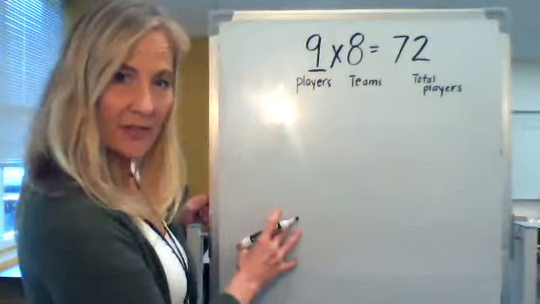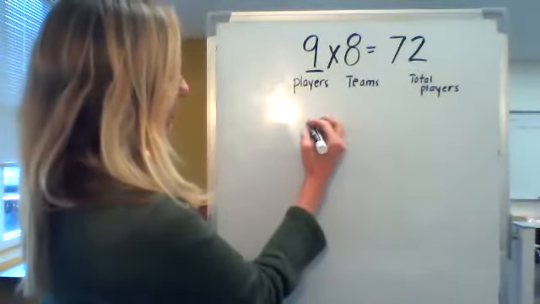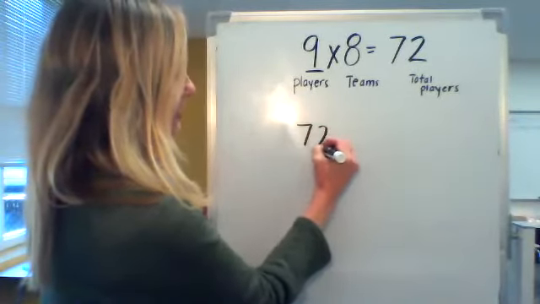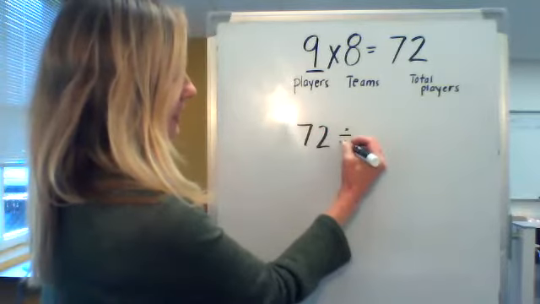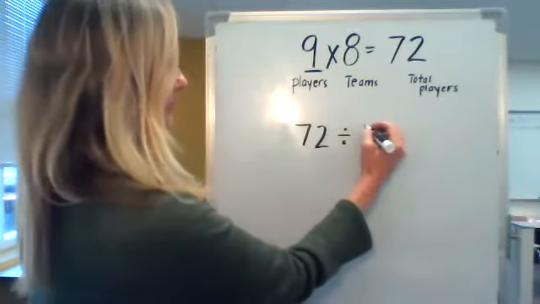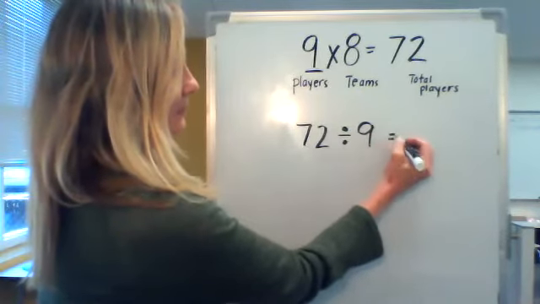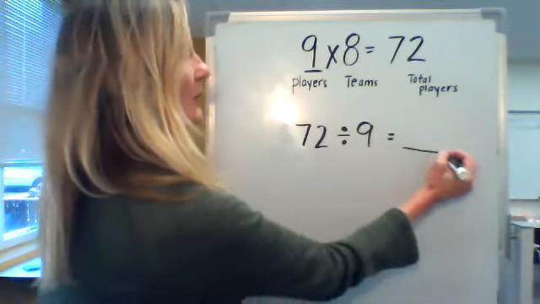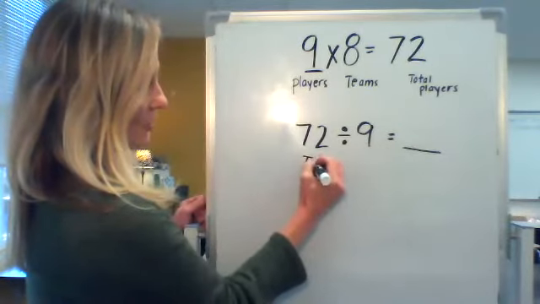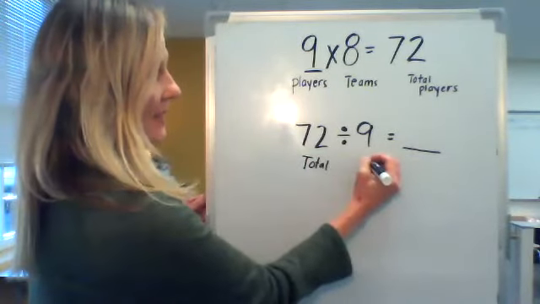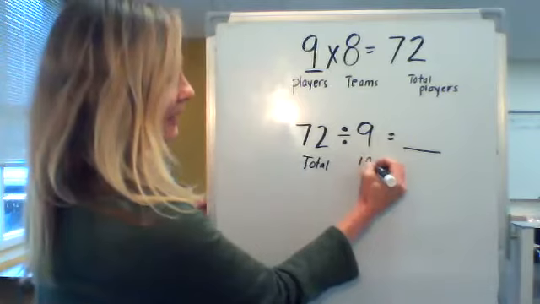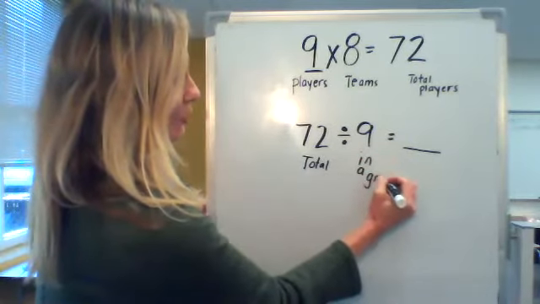Well, let's think about this if it was a division problem and we had 72 total players divided by 9 players per team. How many teams would there be? So this would be the total number of kids. This would be players in a group, right?